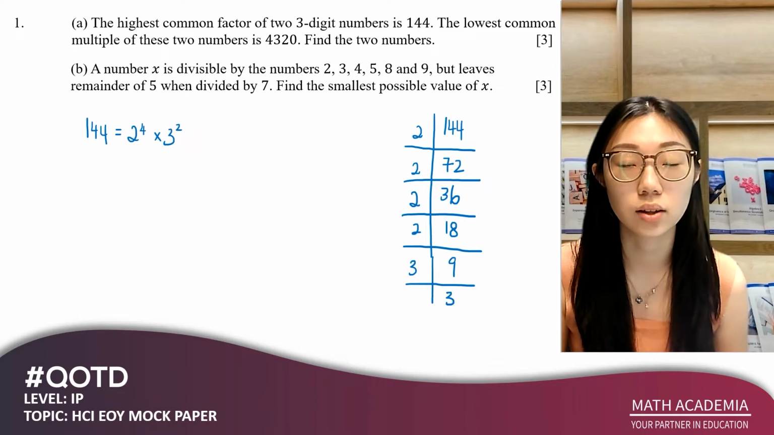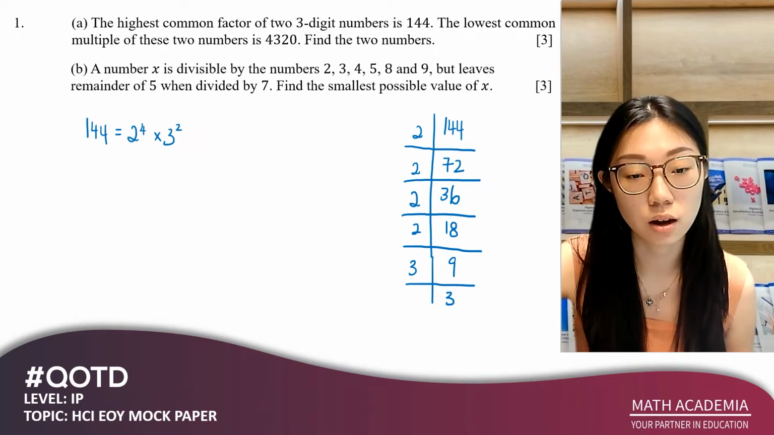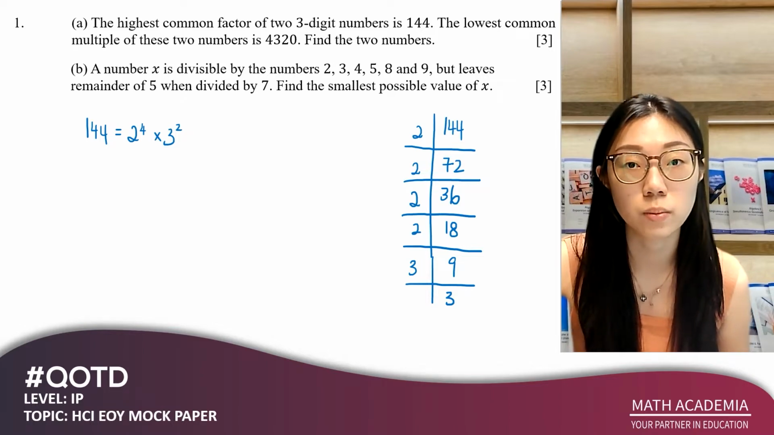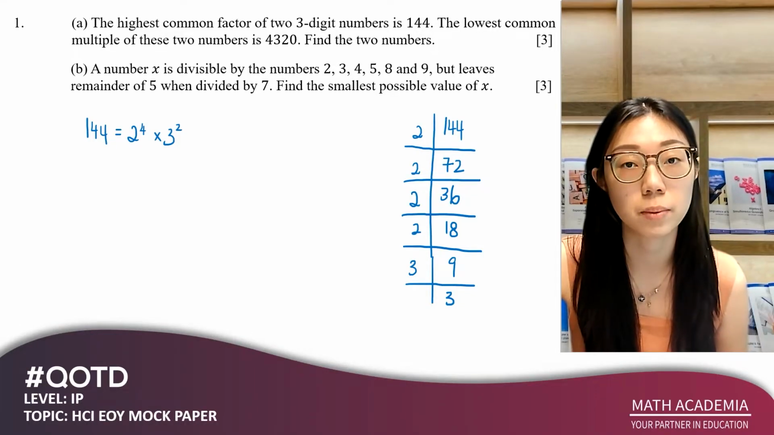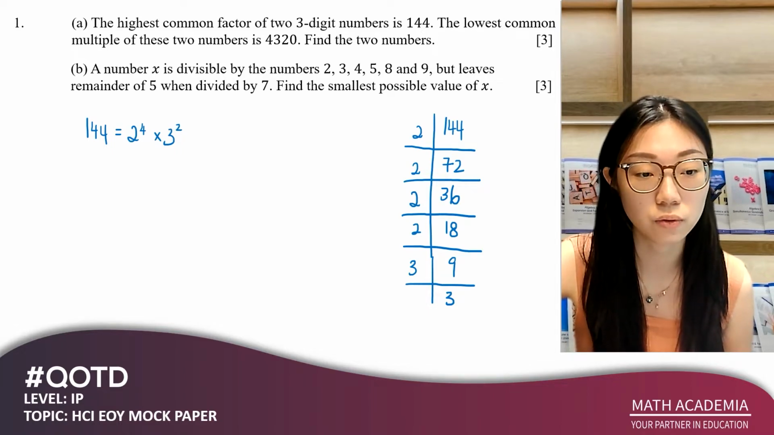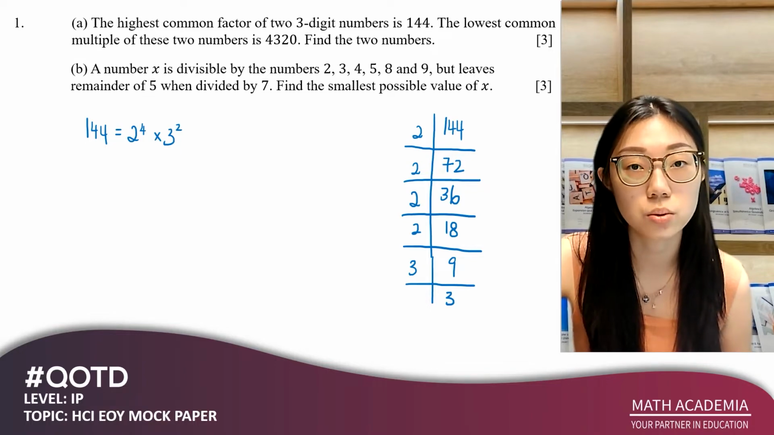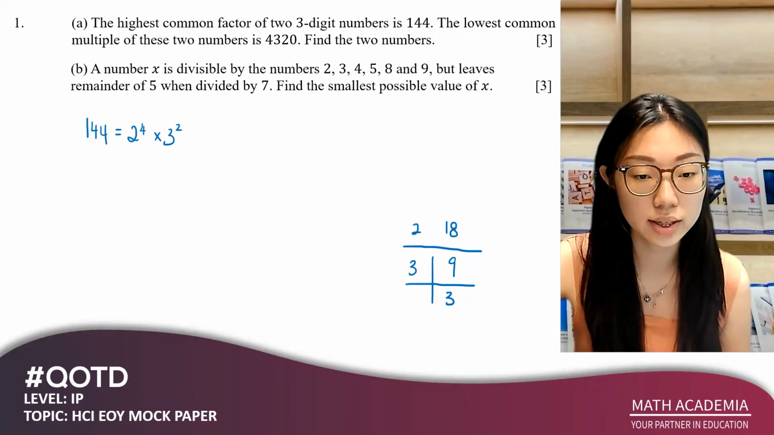This means that we have broken down 144 into its prime factors, which consist of 4 twos. So 2 multiplied by 2 multiplied by 2 multiplied by 2, you would have 2 to the power of 4. Okay, multiplied by 3 multiplied by 3, so you would have 3 to the power of 2. And that is why 144 would equal 2 to the power of 4 multiplied by 3 to the power of 2.